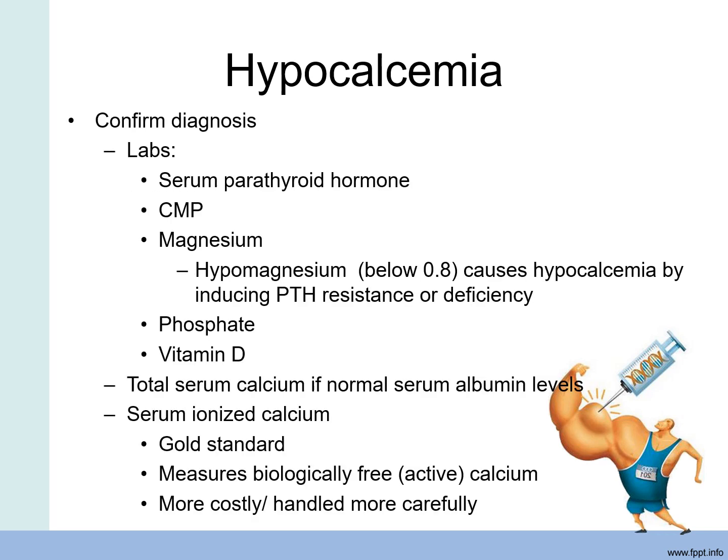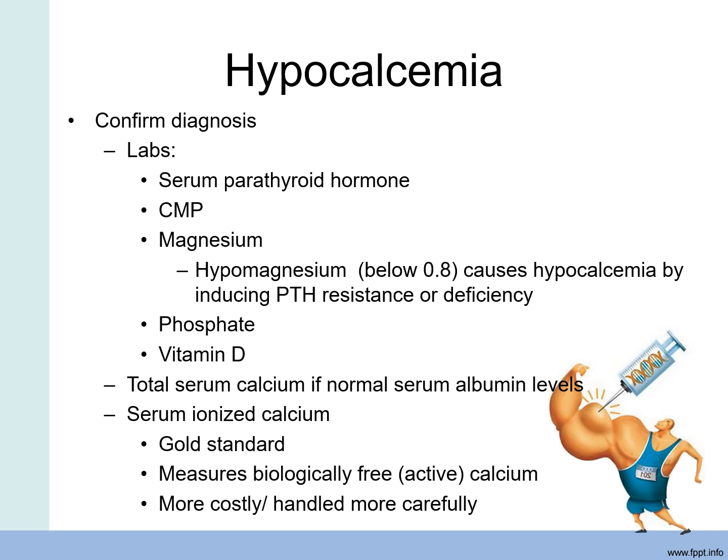So when we see somebody with low calcium levels, just like with high calcium levels, we need to confirm this. So we're going to recheck that calcium. We want to check their serum parathyroid hormone. We want to see where that's at. Check their metabolic panel. We are specifically interested in their magnesium. Hypomagnesemia below 0.8 causes hypocalcemia by inducing PTH resistance or deficiency.